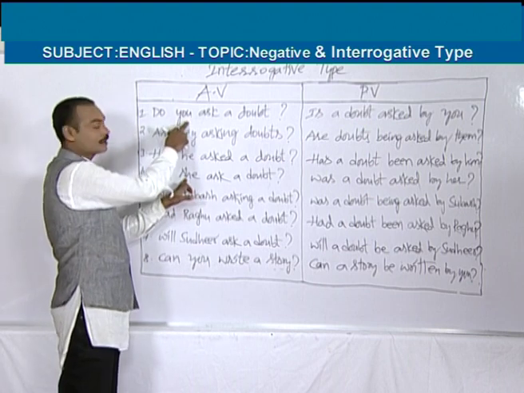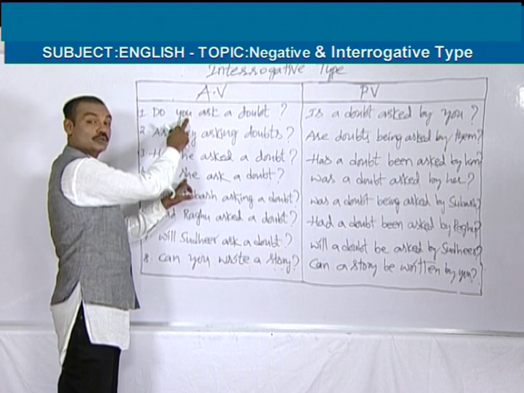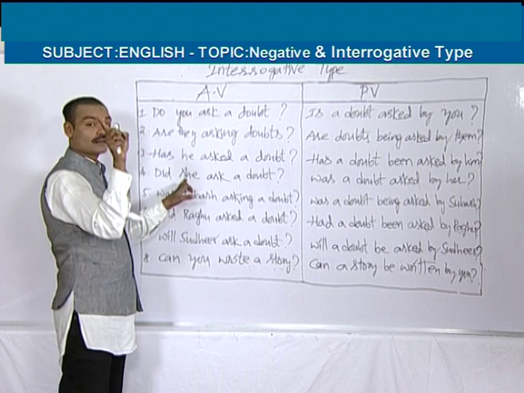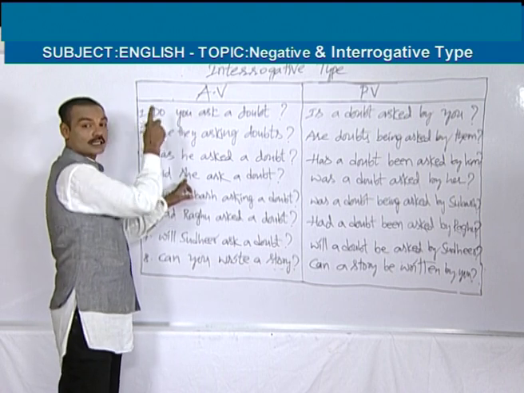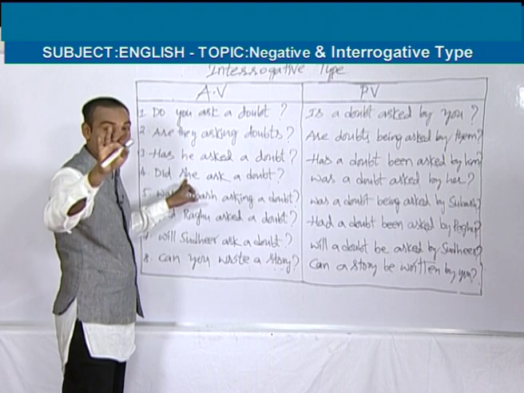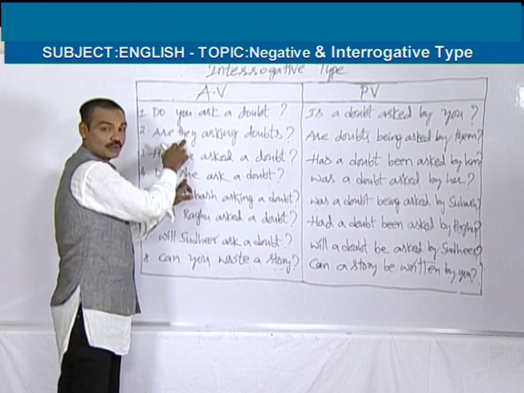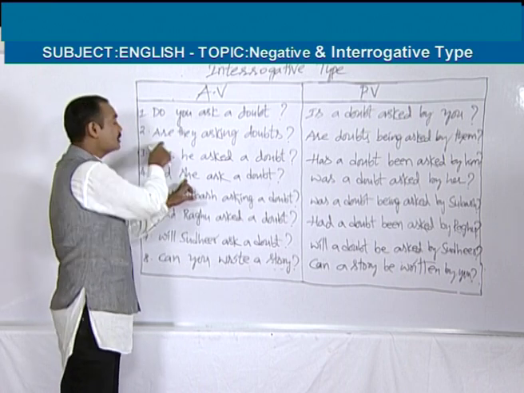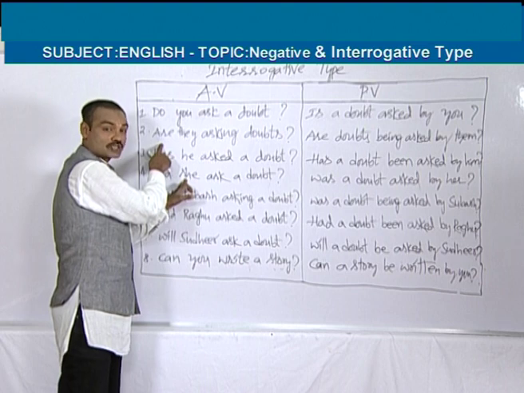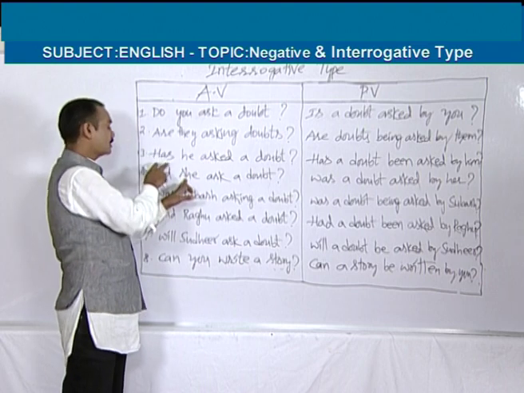But here it's not like that. Do you ask a doubt? Do they ask a doubt? He, does he, she, does she. See, there are some changes. Let's see in present continuous. Are they asking doubts? Are you asking doubts? For example, he, is he. Helping verbs are going to be changed. She, is she.